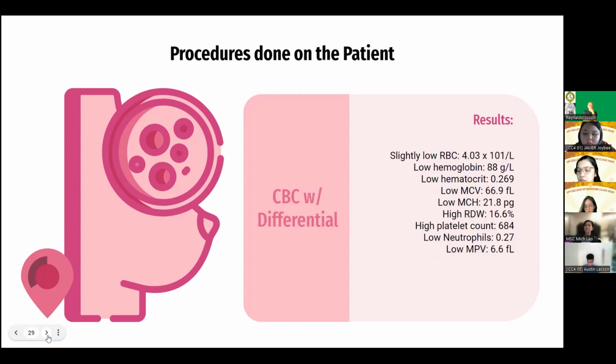So the patient had also undergone a CBC with differentials. The main takeaway from the results is that she has low red blood cells, hemoglobin, hematocrit, MCV, MCH. So in the next slide, we can interpret. Next slide, please.